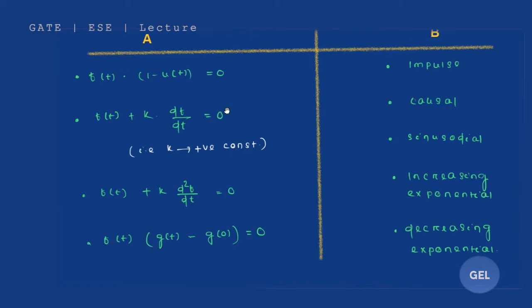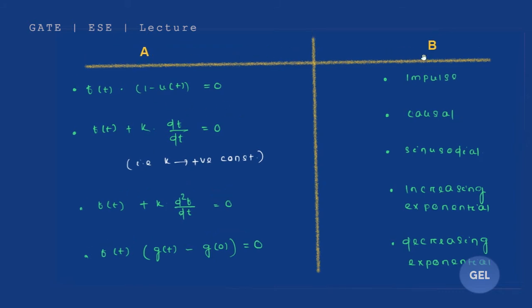It is from the first module. It is saying match column A, column B. It is saying f of t. So pause this video and solve it. Now let me try it in front of you.